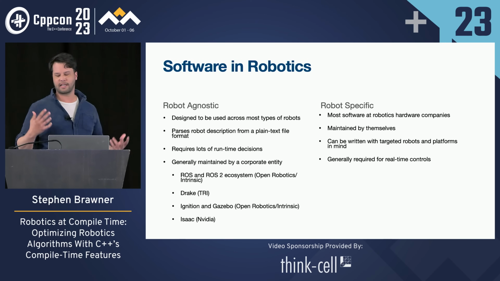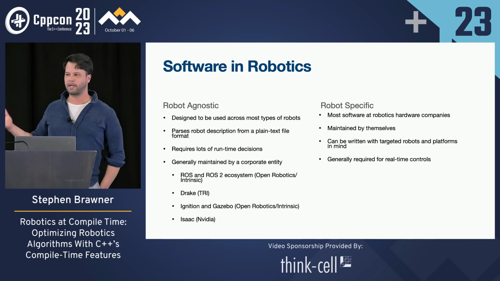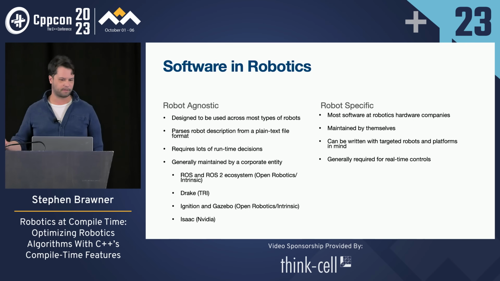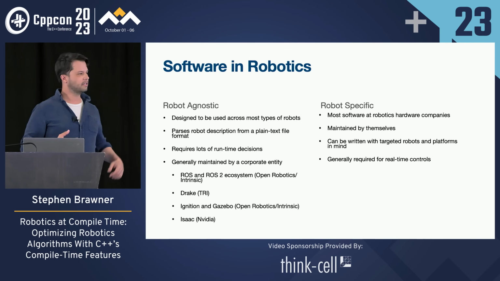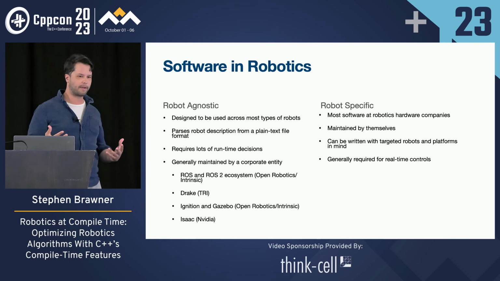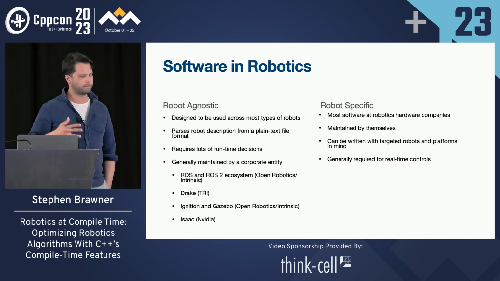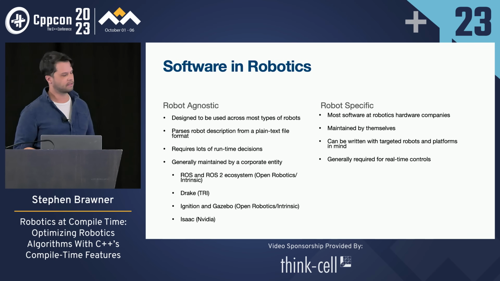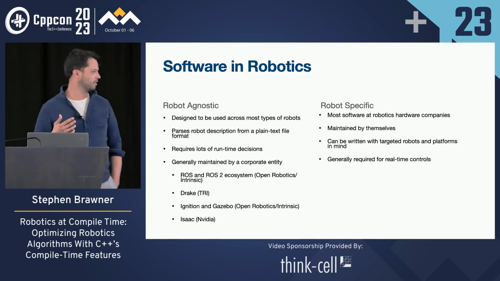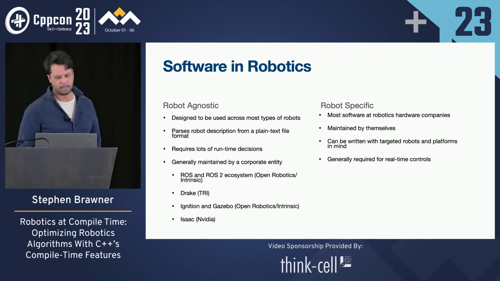In general, I tend to think about software and robotics in two different categories. There's the robot-agnostic software. This is designed to be used across many different types of robots, many different architectures. In general, it's code that will ingest a plain text file that describes your robot at runtime, upon startup. So this sort of software requires a lot of runtime decisions. Some examples include the ROS2 ecosystems, Drake, Ignition, Gazebo, Isaac, Picnic is here, MoveIt, that sort of thing.